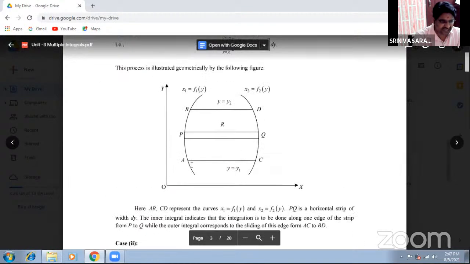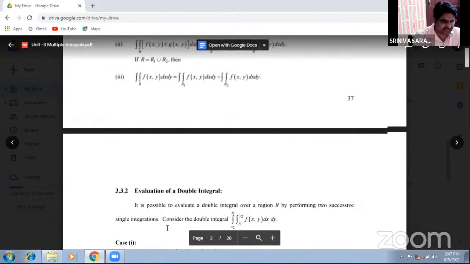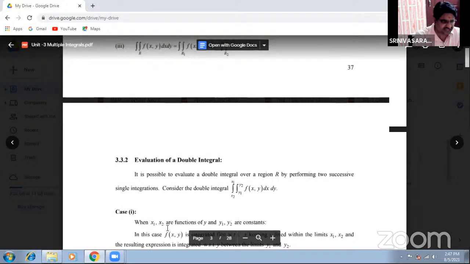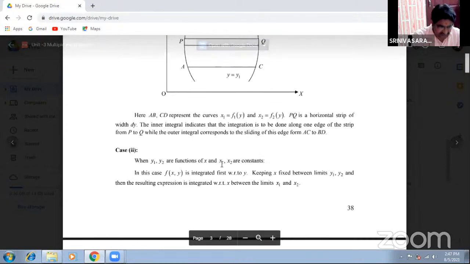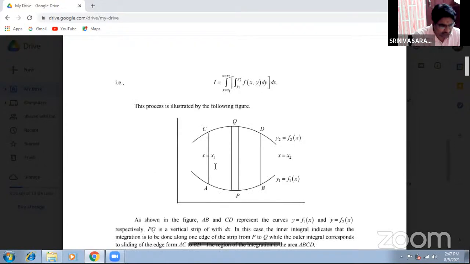One case is where x is constant and the y value is constant. Now this particular strip goes along the y-axis, and lastly you have to solve in terms of x values, so that x integrand.